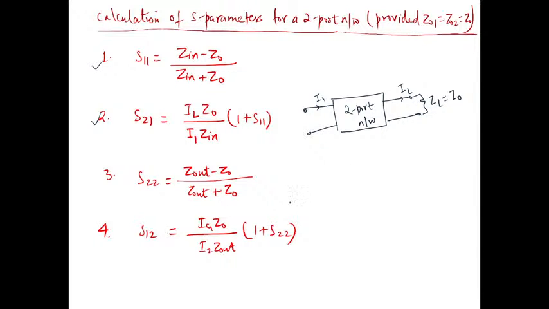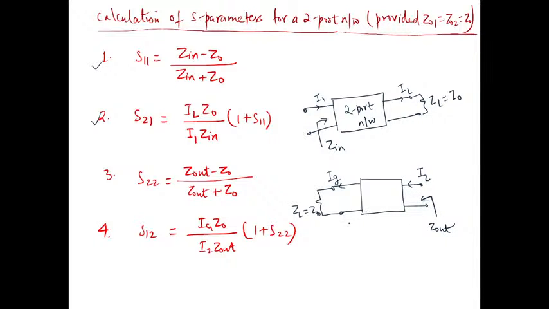While calculating S22 and S12, we terminated port 1, this was Zin, okay, and for calculating S22 and S12, we terminated port 1 with a load equal to the port impedance. So this current was Ig. Generally in microwave engineering, we call the source the generator. So Ig is the generator current, and this was Zout, and this current was I2.